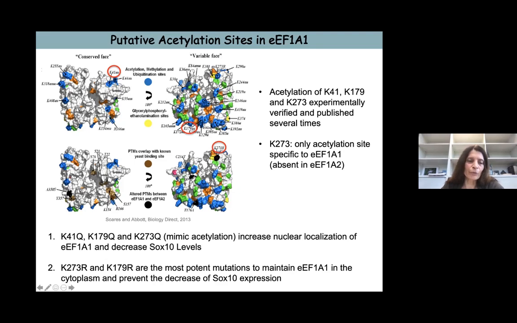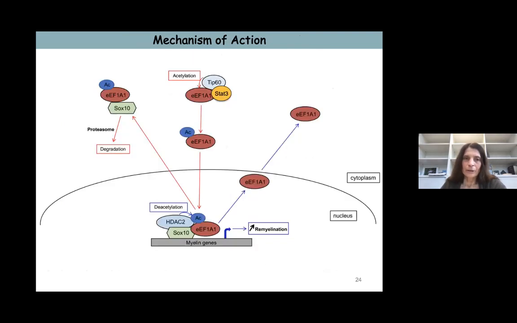And we could also confirm this lysine by mass spec. The acetylation of this lysine is what the antibody we use detects. So we know that it also gets acetylated in vivo and in Schwann cell culture. I don't have time to show you all the experiments, but that's the mechanism of action we found.